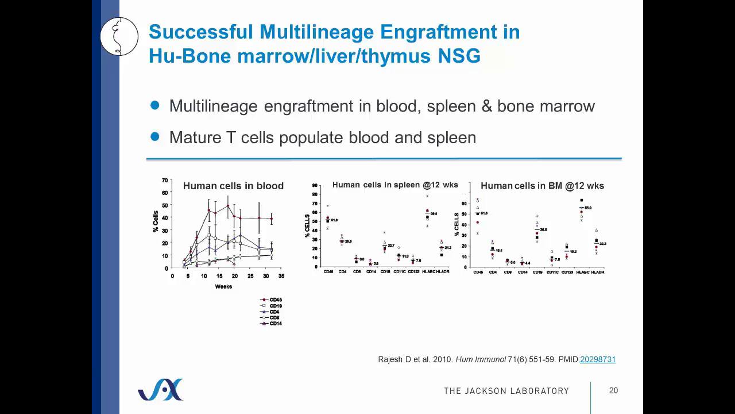And indeed, if you look 12 weeks after transplantation, you can see that as you look at these multiple dots here representing individually engrafted mice, you see a high percentage of CD45 human cells, and within those CD45 cells within the spleen, you see populations of mature CD4 T cells, CD8 T cells, CD14 cells, CD19 B cells, CD11C dendritic cells, and a wide number of other mature human cell populations. And this is also true of the bone marrow as shown in the rightmost graph.